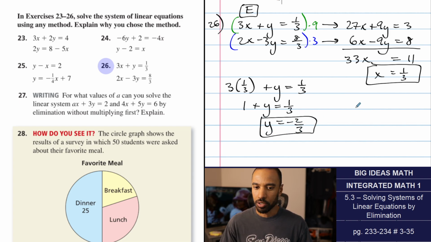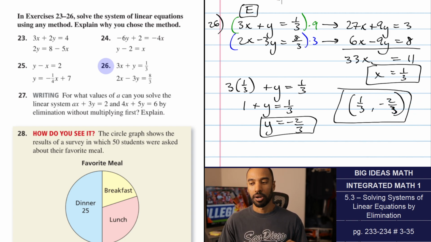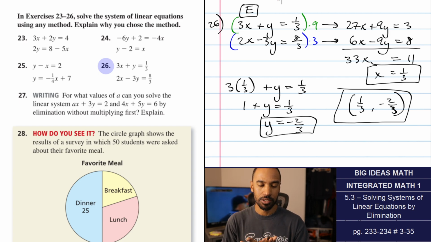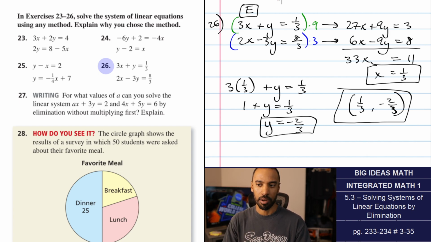Y is negative 2/3. So you get 1/3 and negative 2/3. This is one where, guys, I wouldn't use graphing, period. Not just because of the original equation. And this is obviously in hindsight, but seeing that I get fraction answers, graphing would not be good to estimate where I'm actually crossing on those. So definitely not a graphing problem there.